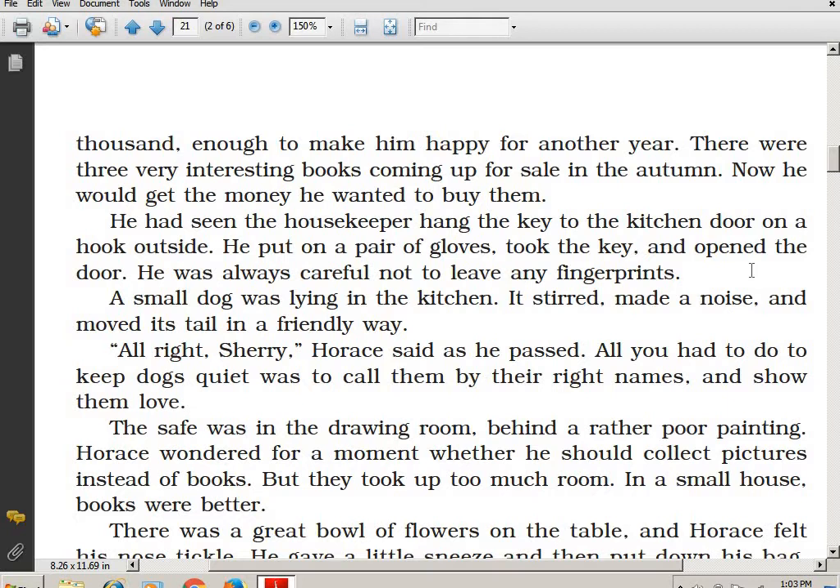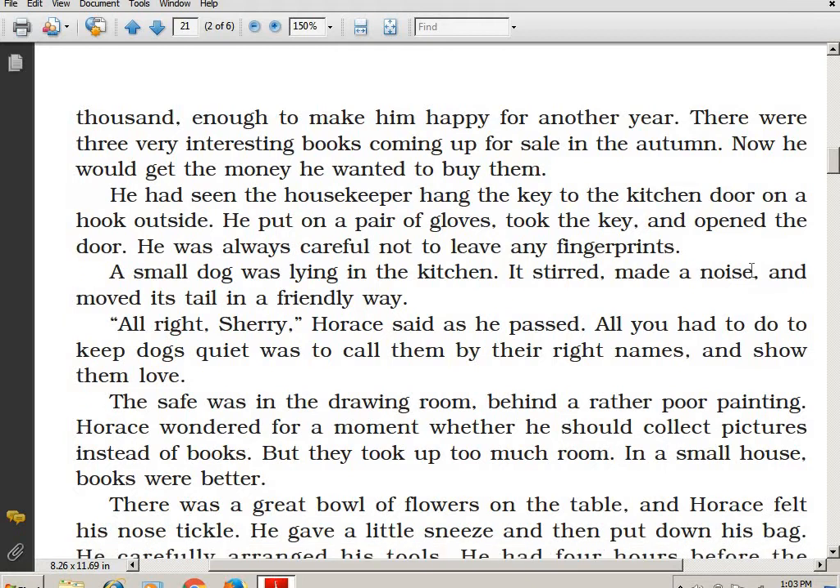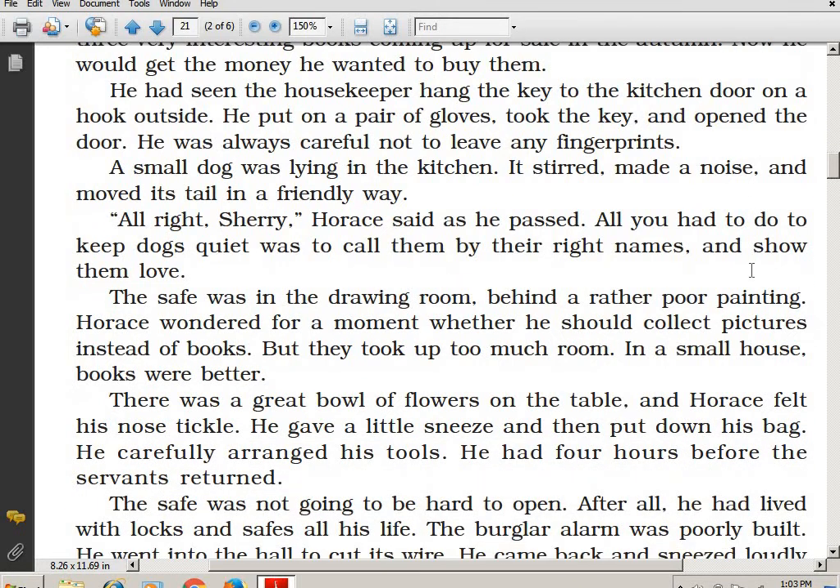He put on a pair of gloves. He wore the gloves, took the key and opened the door. He was always careful not to leave any fingerprints. He was very sure that he did not want to leave any fingerprint, any mark behind.